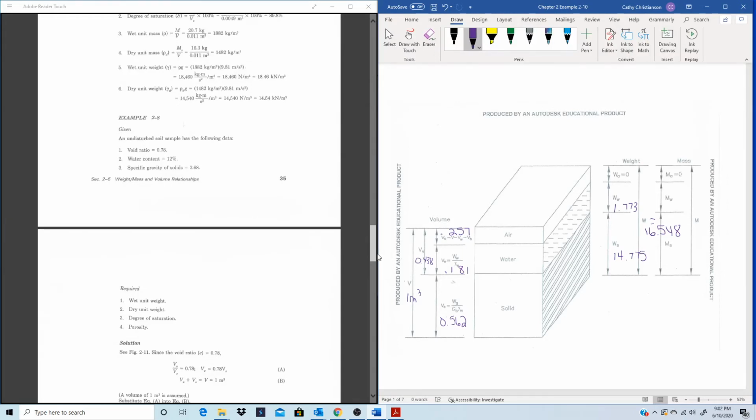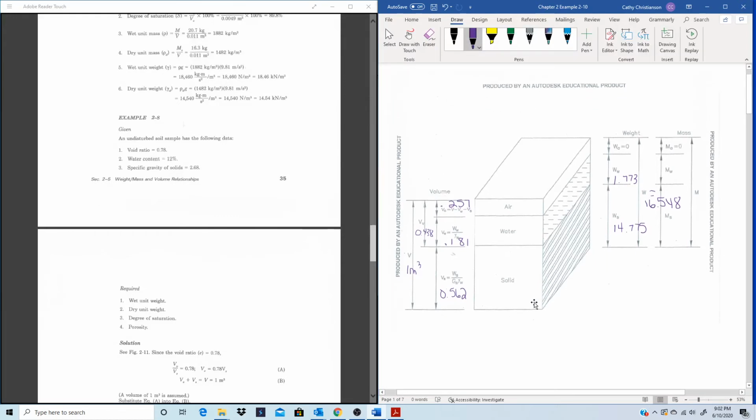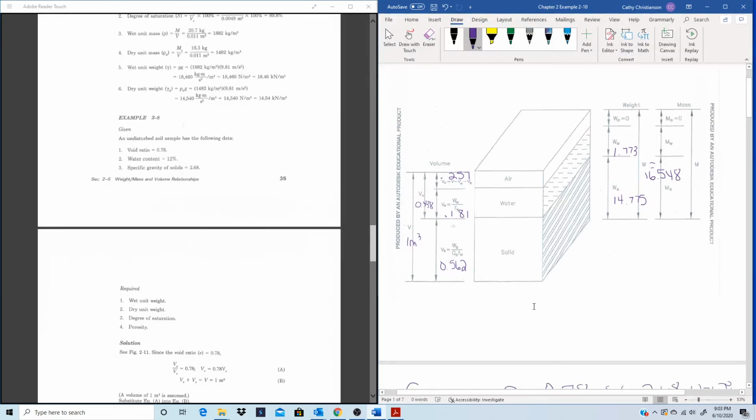Alright, so I guess we're now ready to do wet unit weight, dry unit weight, degree of saturation, and porosity, because that's what they're wanting to know now. And I guess I really didn't have to know the volume of the air. So there are my numbers. Jot them down, and then we're going to solve for what we need.